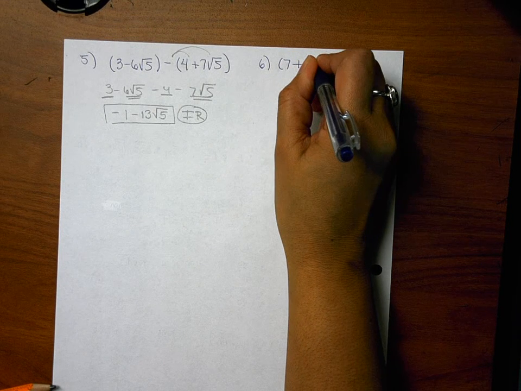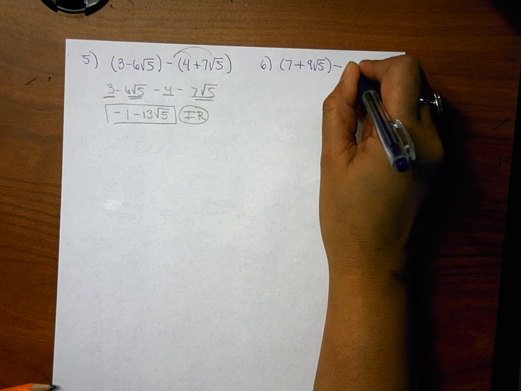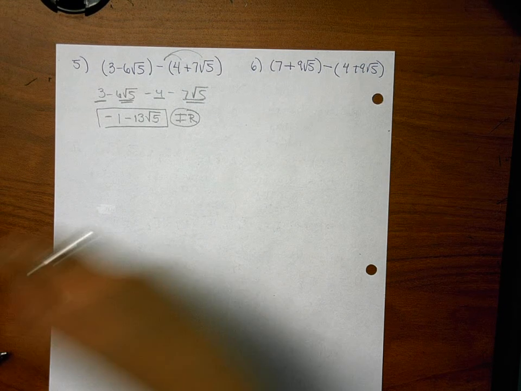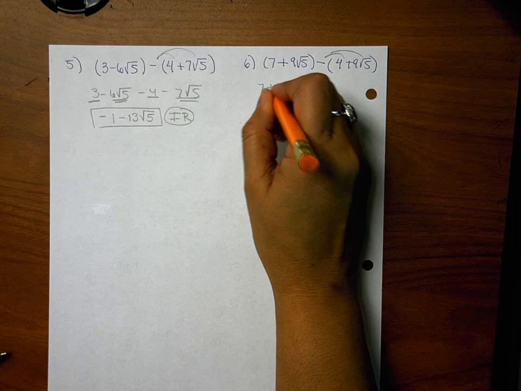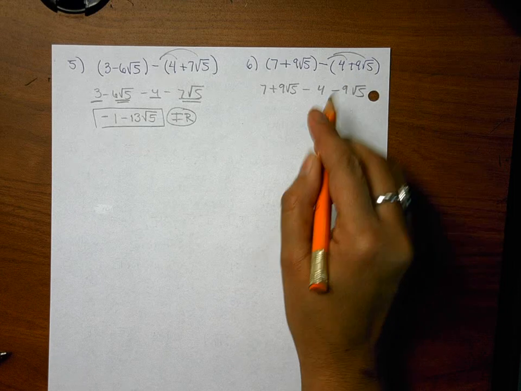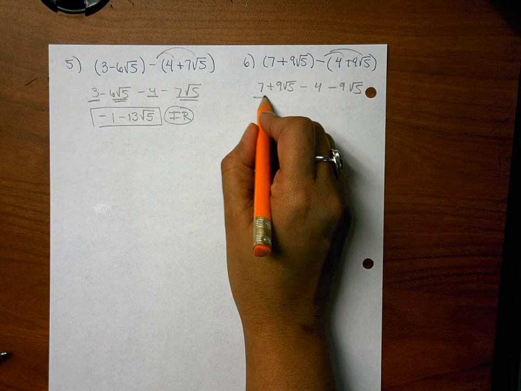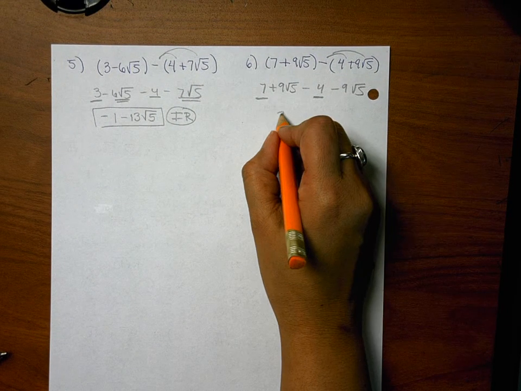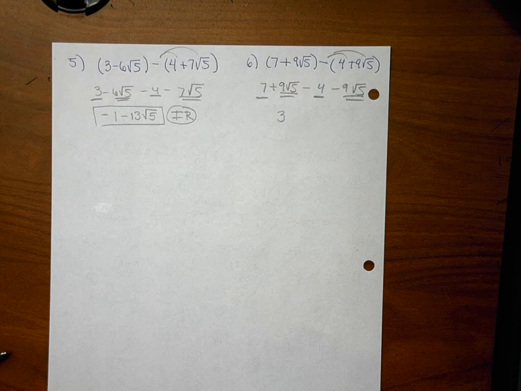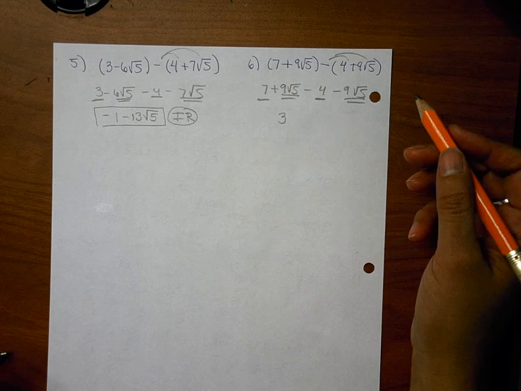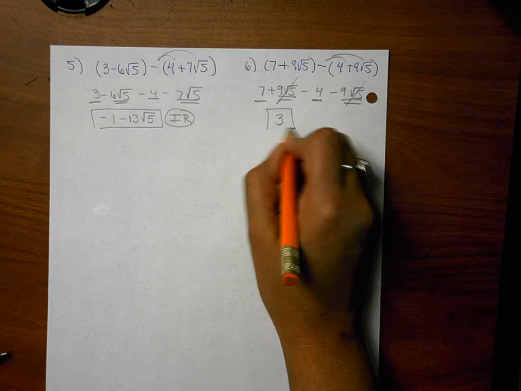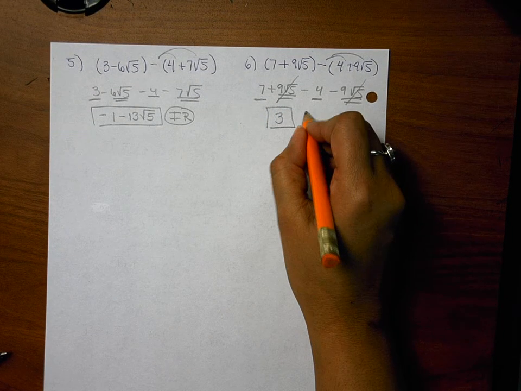7 plus 9 root 5 minus parentheses 4 plus 9 root 5. There is a negative to distribute. 7 plus 9 root 5 minus 4 minus 9 root 5. Do you see how the negative got distributed? 7 and negative 4 is positive 3. Positive 9 root 5 and negative 9 root 5, when you add them, they undo each other. It's like 1x minus x. They are gone. So my final answer is 3. And that's it. And there is no radical, so this is rational.